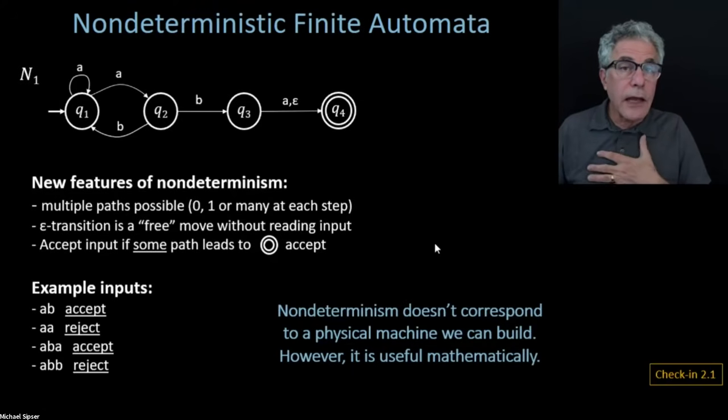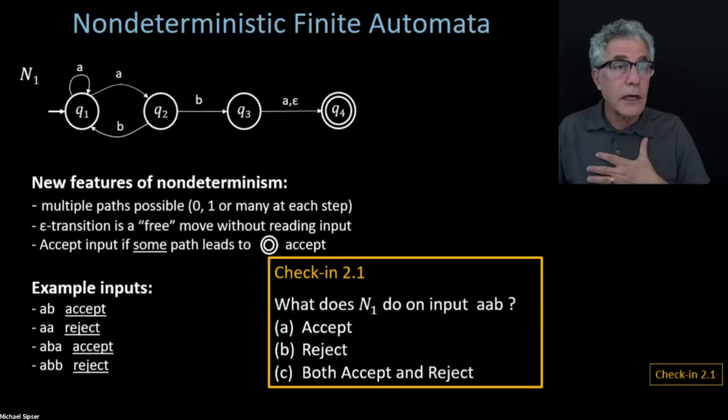So with that, I'm going to have a little check-in. I'm going to ask you to consider what happens on one of the inputs. So here we go. What does it do on input AAB? Here's the machine. You can look at it, and hopefully there's a poll here for me to give to you, so you can give me your input. What does the machine do on input AAB?